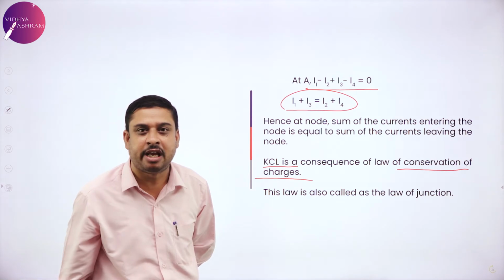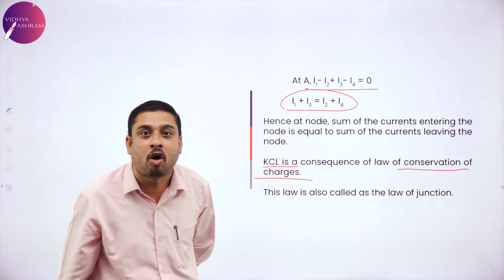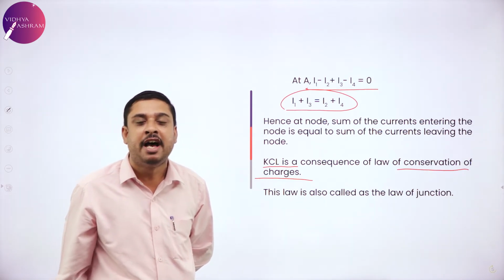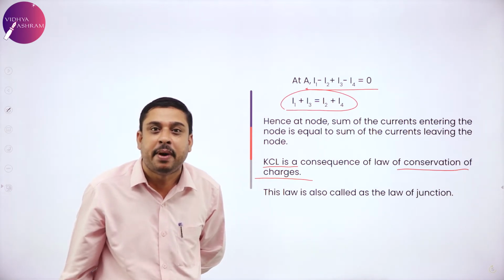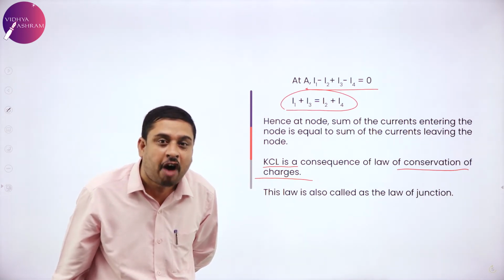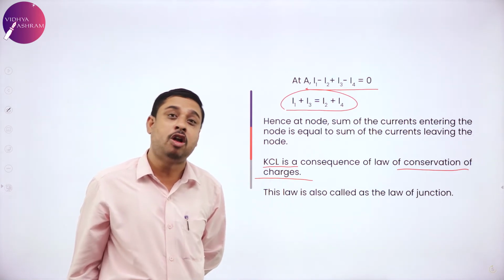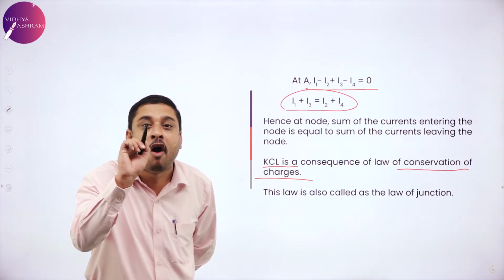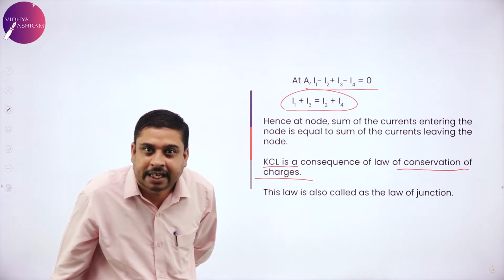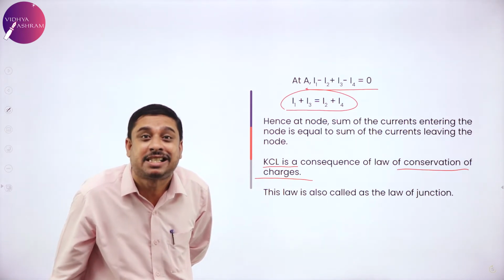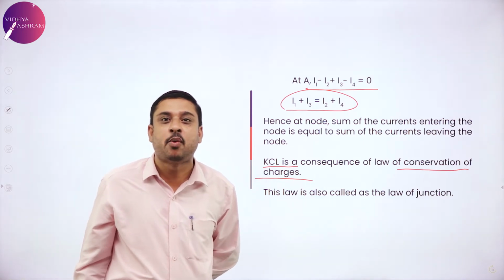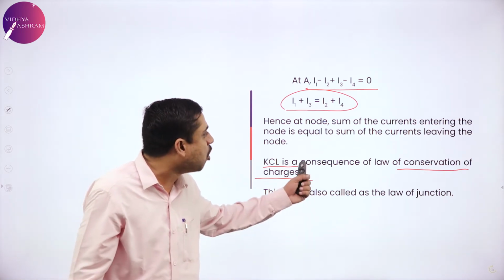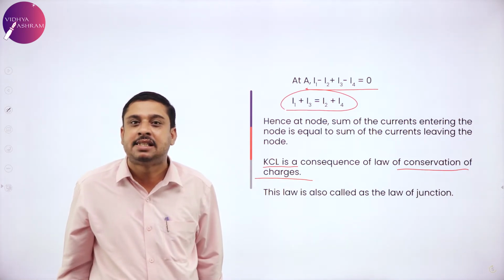They ask questions in the exam: name the principle of Kirchoff's current law, and Kirchoff's current law is based on the principle of conservation of charges. Or you may also have a question stating that at which point of an electrical network conservation of charges is valid. Conservation of charges always happens at a node, and this is all what you study about KCL.